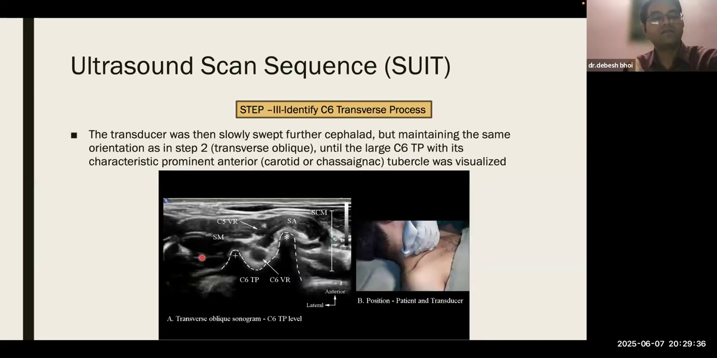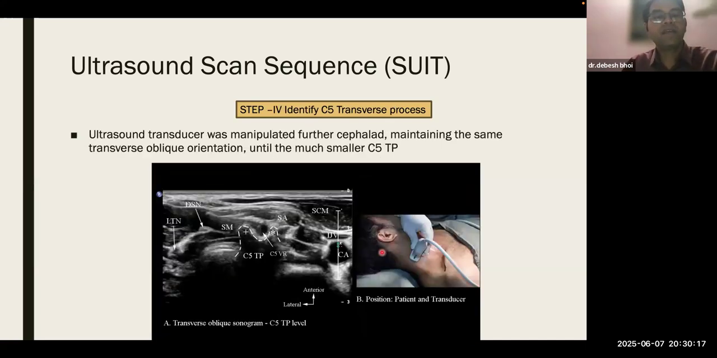Once you identify that, go to the next step, the C6 transverse process. Initially you are on the medial side with no intertubercle. Suddenly you can see another acoustic shadow come up. That is the anterior tubercle of your C6 transverse process. And in this valley there is a hypoechoic rounded structure, which is the C6 ventral root or ventral ramus. So between the posterior tubercle and anterior tubercle lies the C6 ventral ramus. With movement of the probe you can see the root coming in and out.